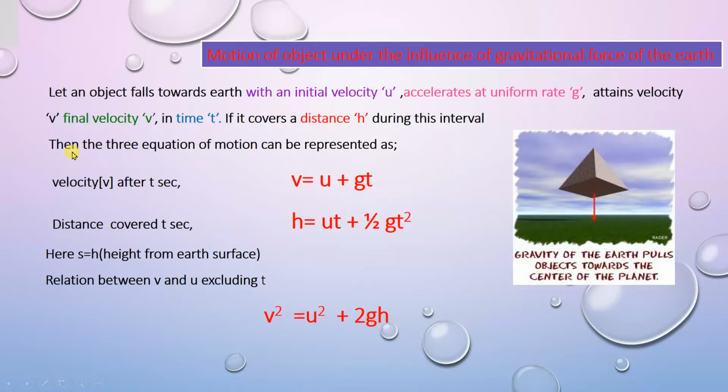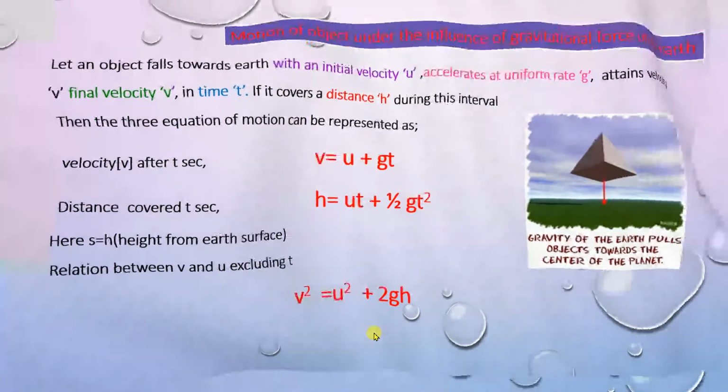Let us see, then the three equations will become: here it is not v equal to u plus at, here it is v equal to u plus gt. So instead of a we are going to write g. Secondly, s equal to ut plus half at square, but here we are going to write it as h equals ut plus half gt square. s will be replaced by h and a will be replaced by g. Then the last relation, here v square equal to u square plus 2gh. Why? g and h are there. Clear? Let us again revise it.